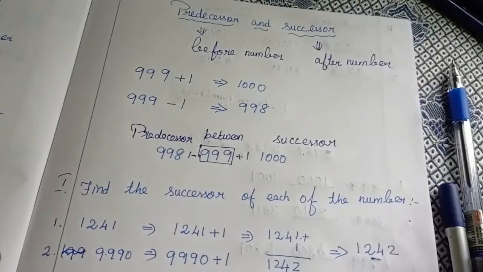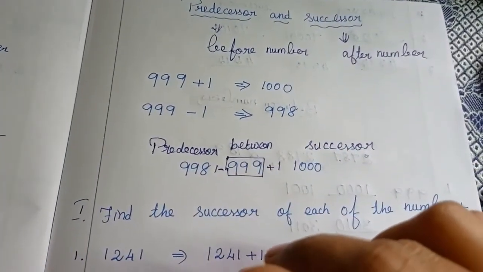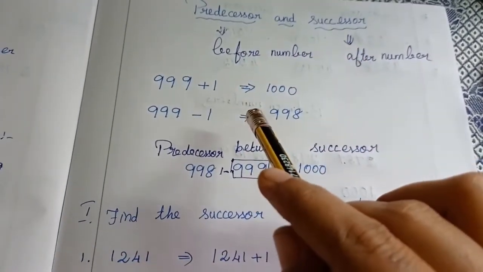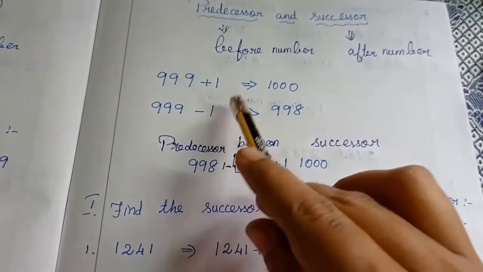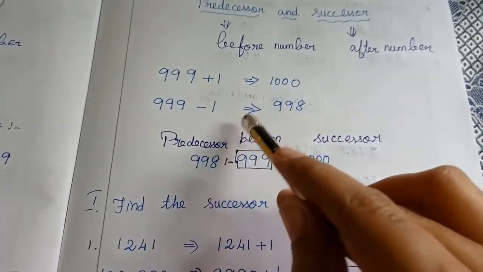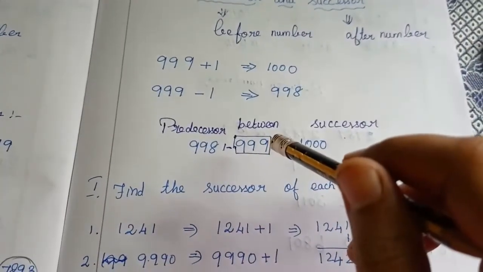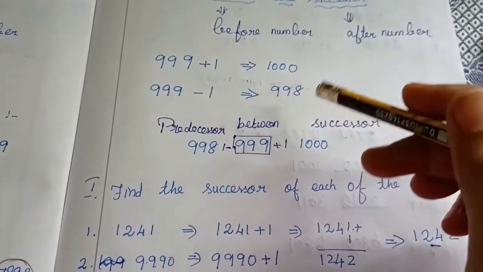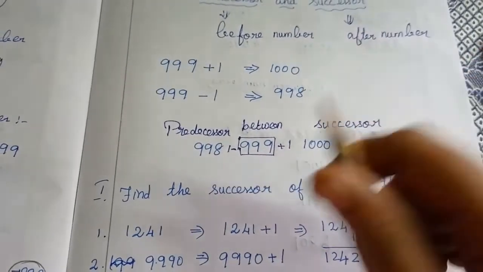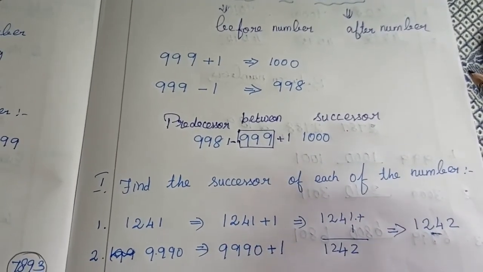In today's class, we learned the predecessor and successor of 4-digit numbers. Predecessor means before number and successor means after number. How can you get the successor of the given number? You can just add 1 to the given number. And how can you get the predecessor of the given number? You can subtract 1 from the given number and you can get the predecessor of this given number.